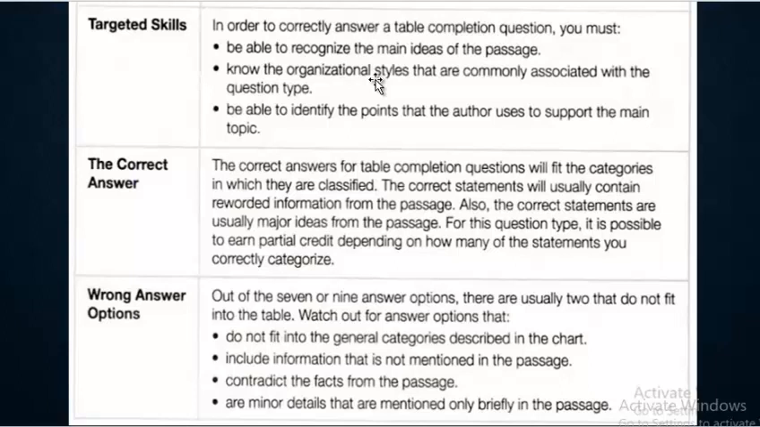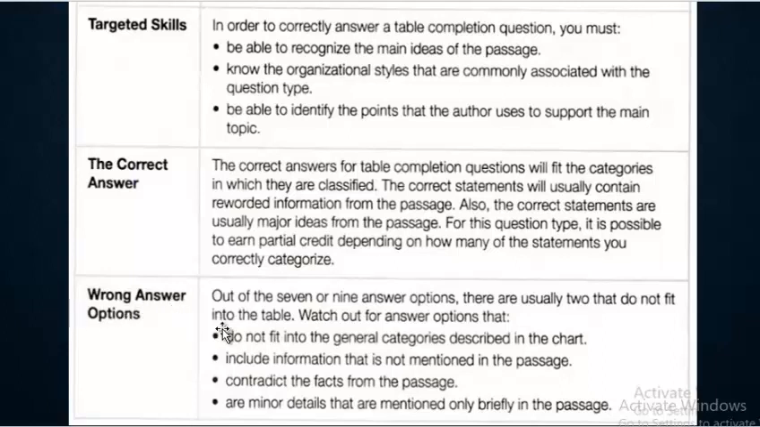The correct answer for table completion questions will fit the categories in which they are classified. The correct statement will usually contain reworded information, not exact wording. Also, the correct statements are usually major ideas from the passage, not minor details. For this question type, it's possible to earn partial credit depending on how many of the statements you correctly categorize.